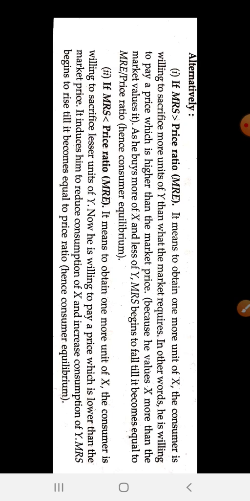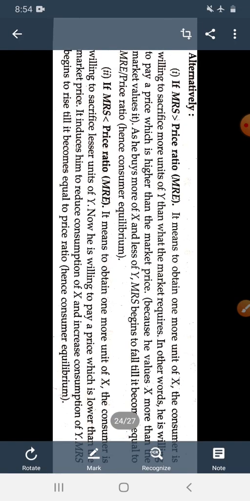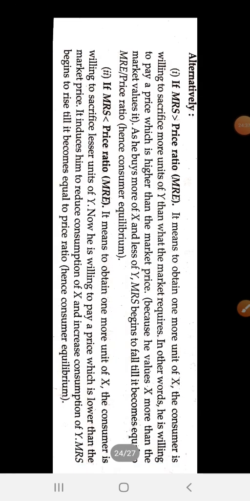Okay, and at this condition the consumer will buy more of X and less of Y, so MRS will fall, and ultimately the condition of equilibrium, that is MRS equal to the price ratio, should be attained. The next condition is if MRS is less than the price ratio. It means to obtain one more unit of X, the consumer is willing to sacrifice fewer units of Y.